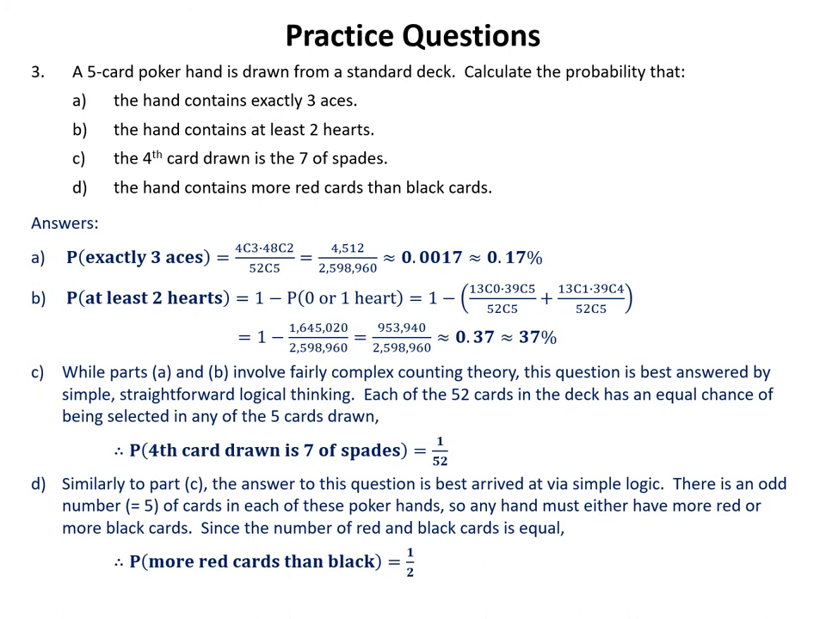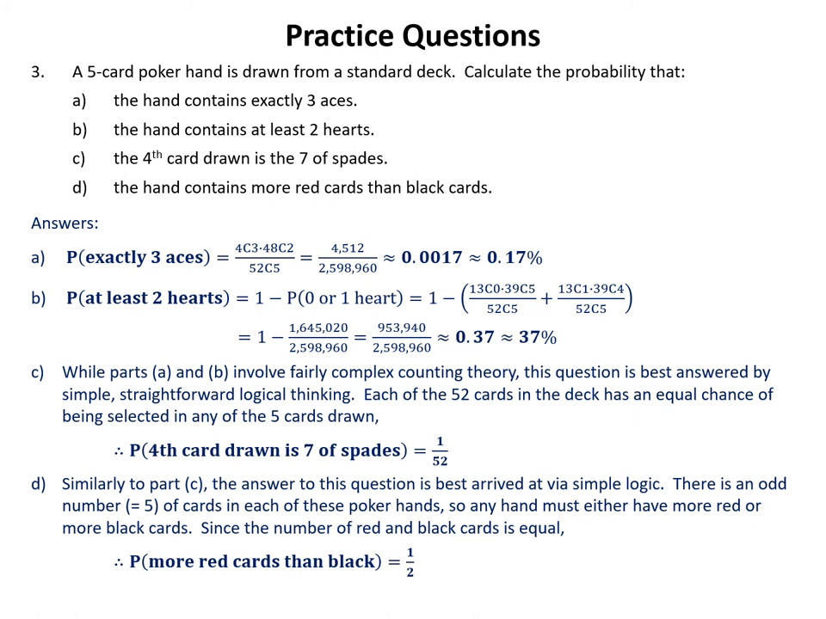So there's 4 scenarios we would need to work out separately. On the other hand, the opposite of at least two hearts, or the complement of that, is just 0 or 1 heart. So that's just 2 separate calculations to make. So it's quicker in this case to use the complement rule where we work out the probability of the complement and subtract it from 1, which is what we do.